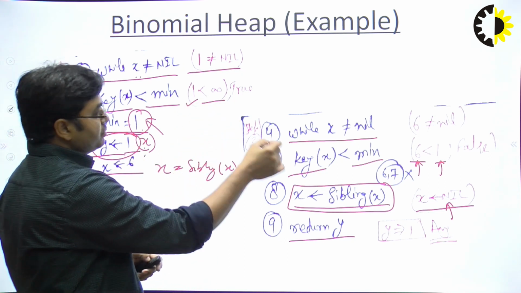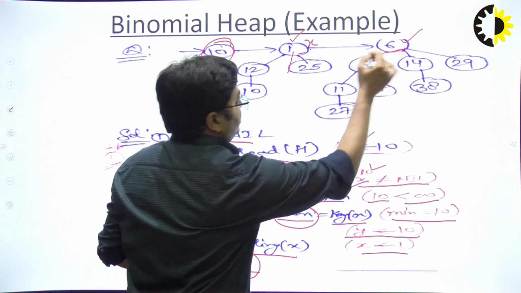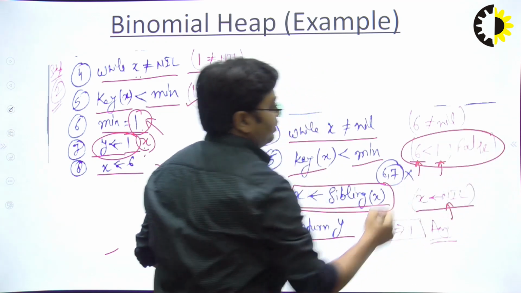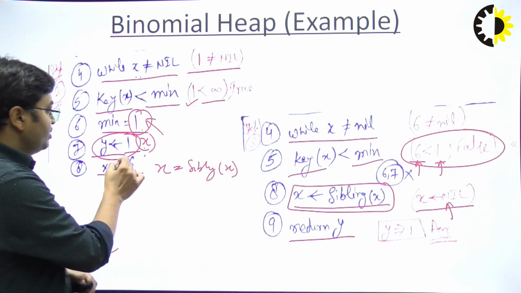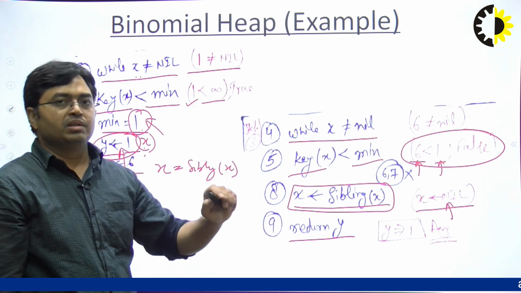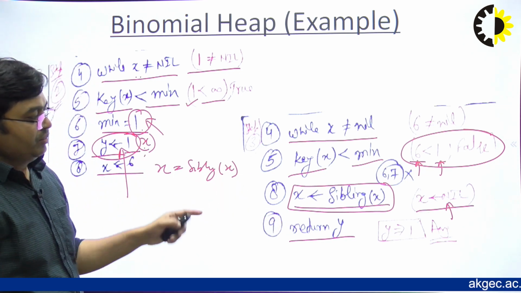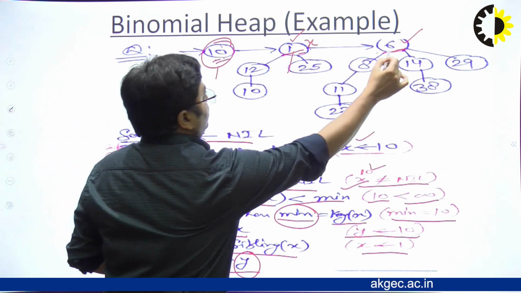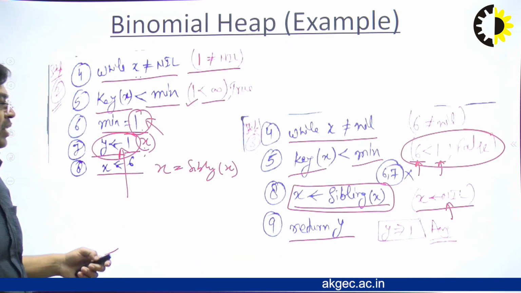After that we had compared 6 with 1, where the condition has become false, and the last value which we had stored becomes the final answer, which shows the minimum heap value in binomial heap.